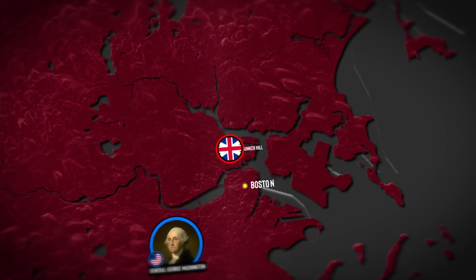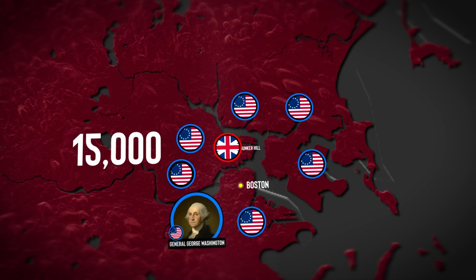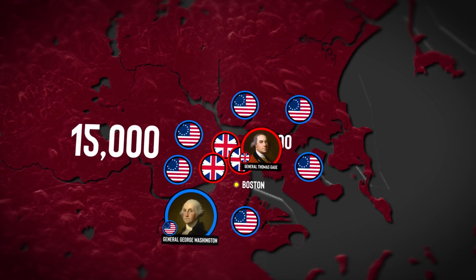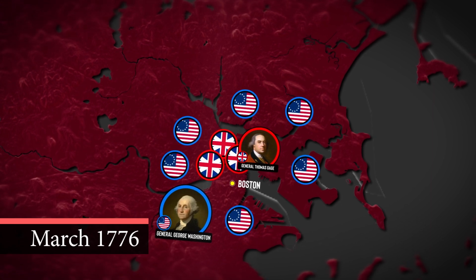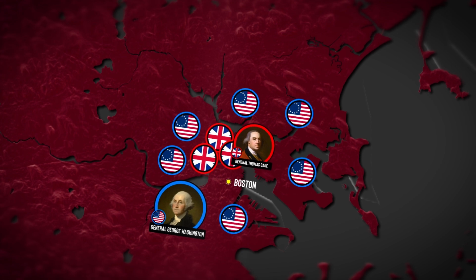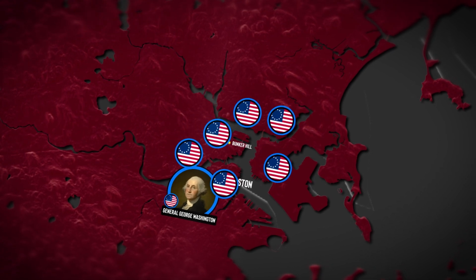Washington soon arrived in Boston to oversee the siege, where approximately 15,000 colonial troops surrounded 11,000 British soldiers led by General Thomas Gage. By March 1776, Washington's strategic deployment of captured artillery forced Gage and the British to evacuate the city, marking a key early victory for the Continental Army.